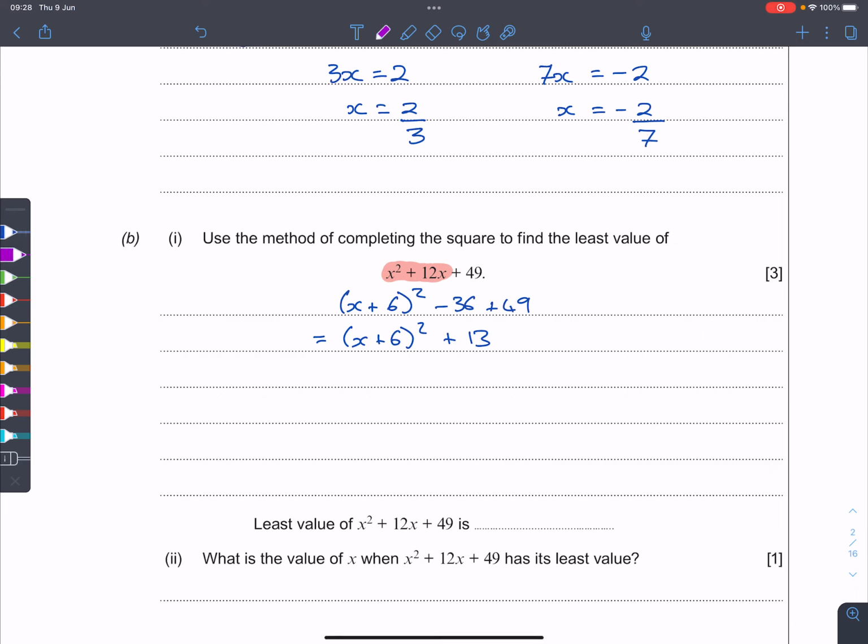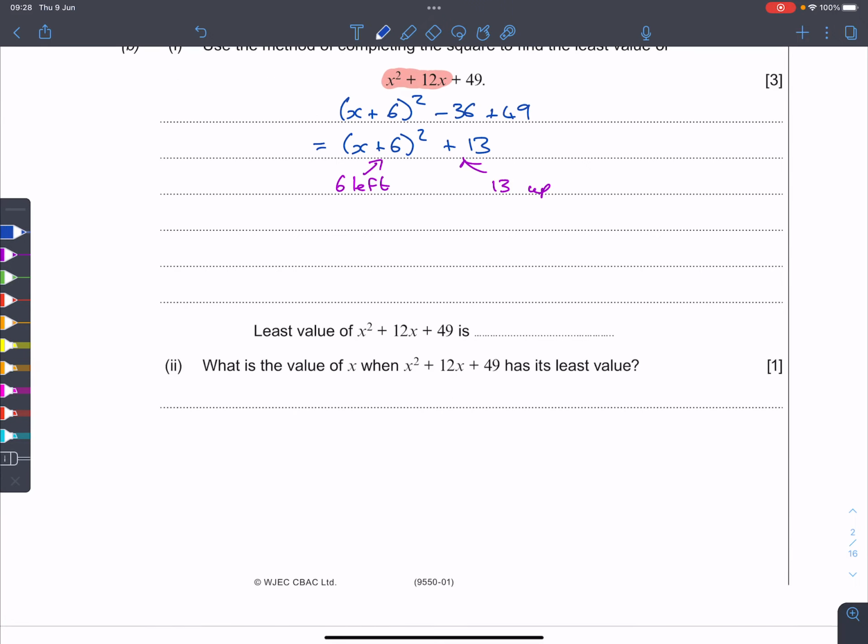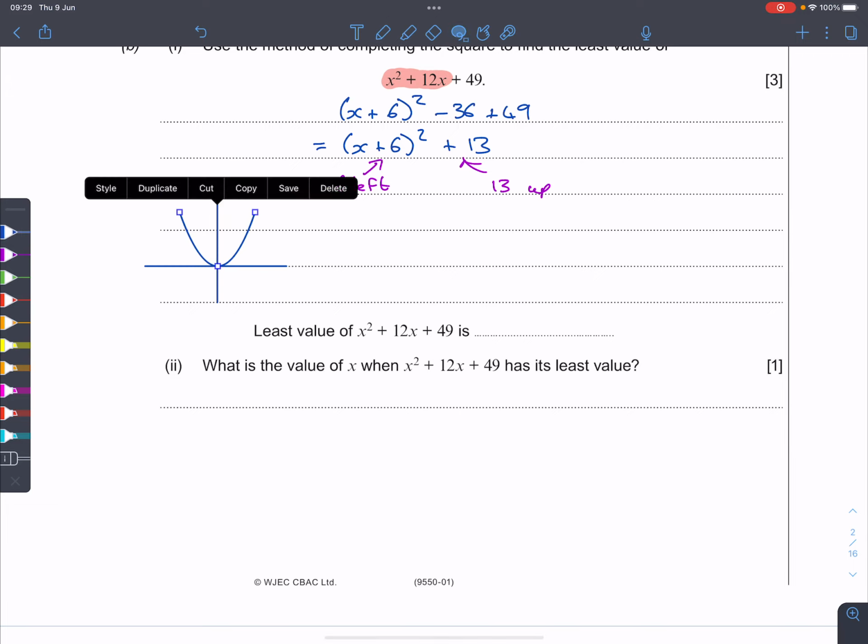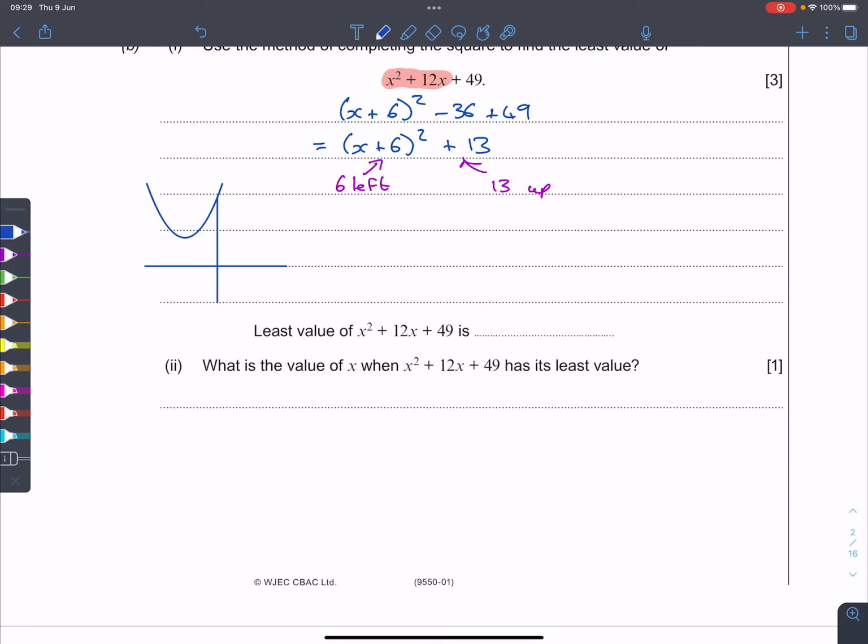So what that will do, the plus 6 sends us 6 to the left. And the plus 13 outside sends us 13 up. So this is going to look like, if I sketch it, and it's always worth sketching. So we had an initial parabola. So it looks something like that. At the moment we've got this bottom point here, goes through 0, 0. And I move that 6 to the left and 13 up. Okay, so we've got 6 to the left, 13 up. Scale doesn't matter.